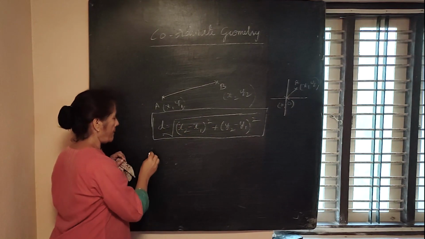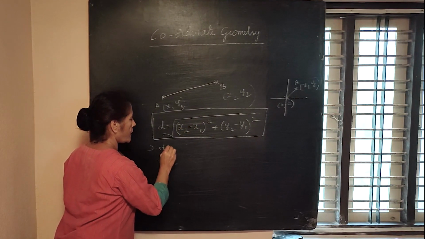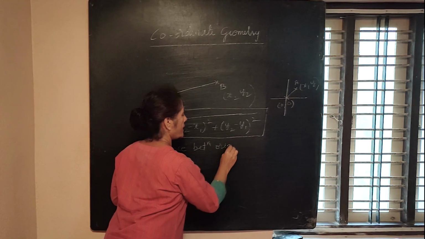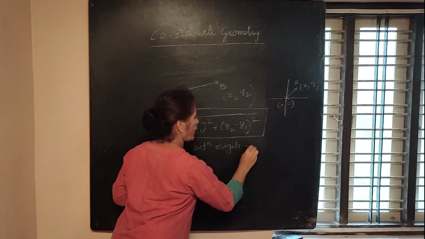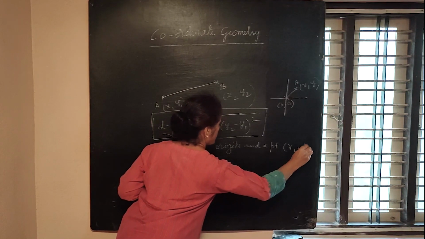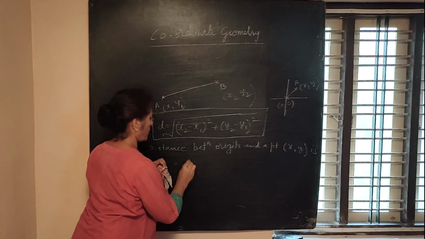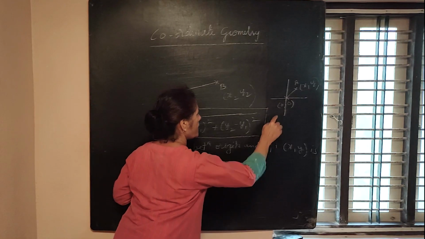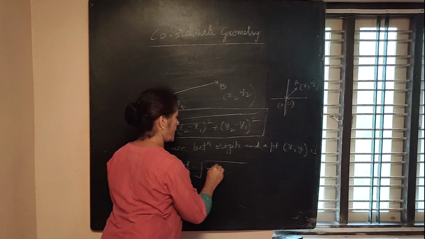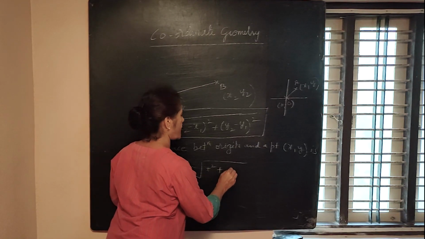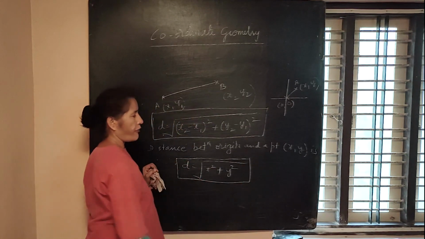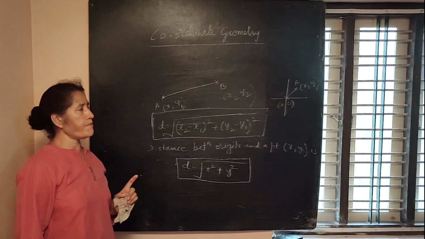So, the distance between the origin and a point x, y is d is equal to the square root of, since origin is 0, x minus 0 the whole square is x square, plus y minus 0 the whole square is y square. So these are the two formulae you have to remember, and it is very important.